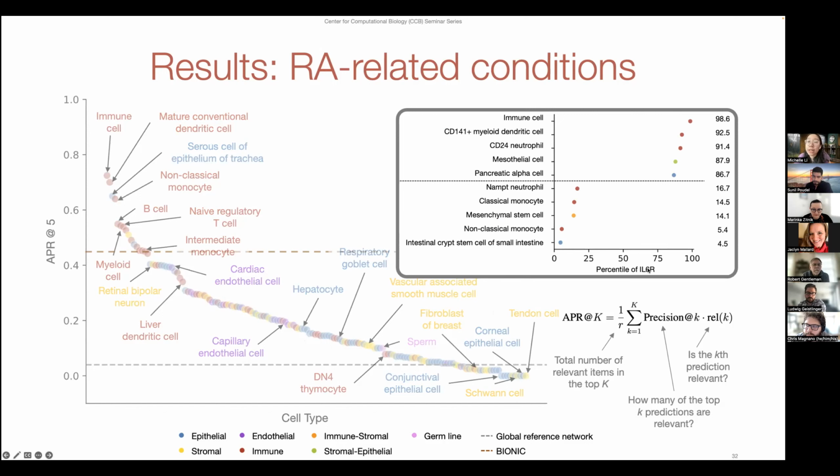I'm showing here IL-6R, which is a very commonly targeted protein for drugs indicated for RA. And we validated these top most predictive cell types, and I identified one particularly exciting cell type to be myeloid dendritic cells.